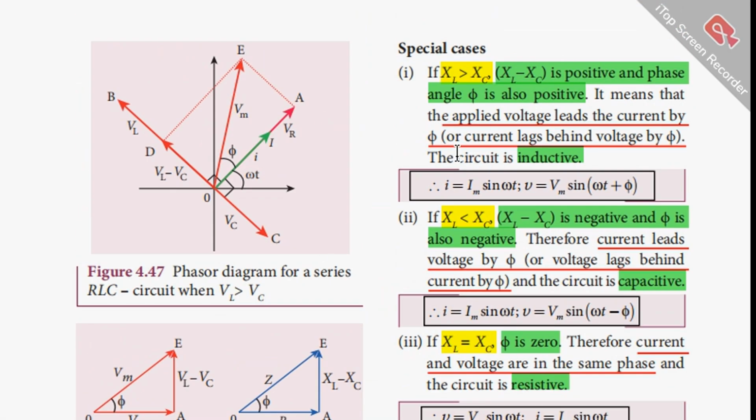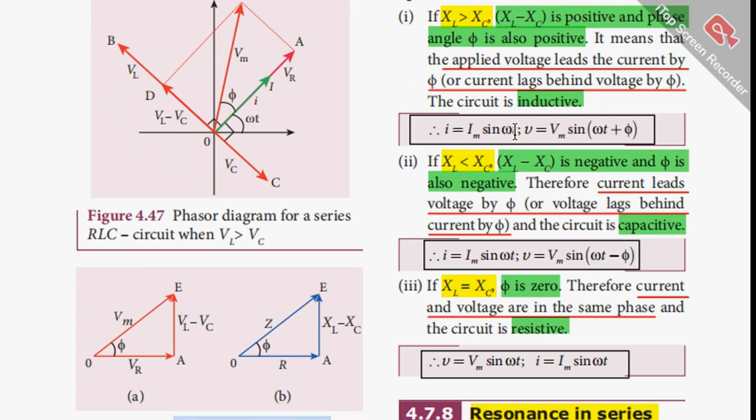Now let us consider the special cases, for which the first case is when XL is greater than XC. Here XL minus XC is positive and the phase angle phi is also positive. That means the applied voltage leads the current by phi. That means the current will lag behind the voltage by phi, and therefore the circuit is said to be inductive. Therefore, the instantaneous value of current is given by I equal to Im sin omega t, and the instantaneous value of the voltage is given by V equal to Vm sin of omega t plus phi.